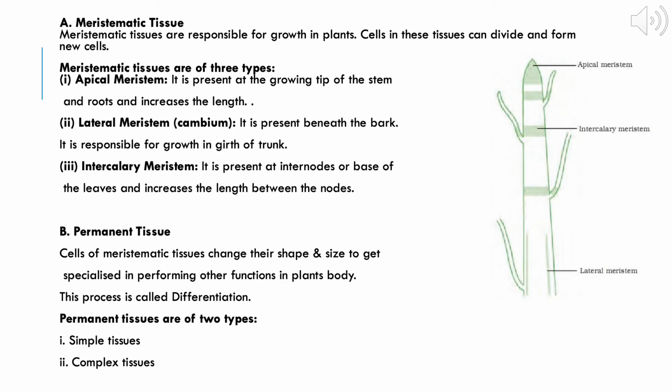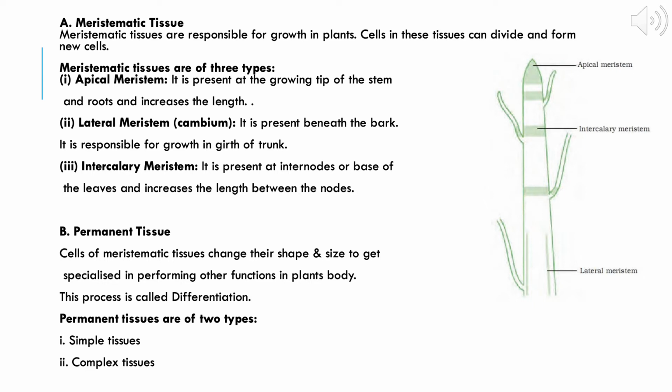So students, first of all we will start with the meristematic tissue. These meristematic tissues are responsible for the growth in plants, and according to the presence of these tissues, they are divided into three groups. First one is apical meristematic tissue, lateral meristematic tissue and intercalary meristematic tissue.